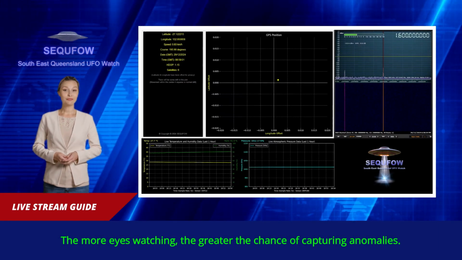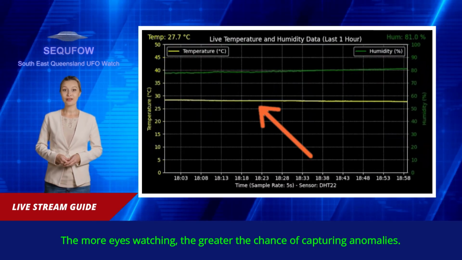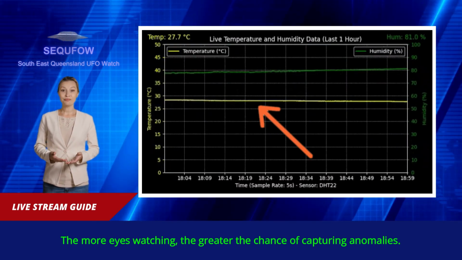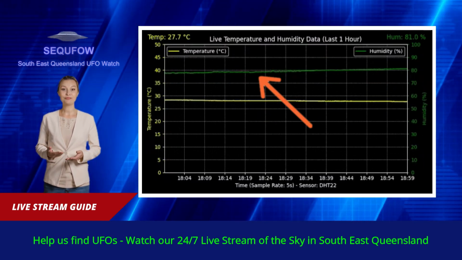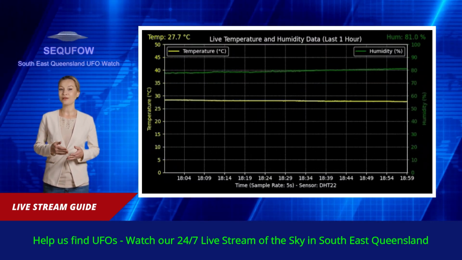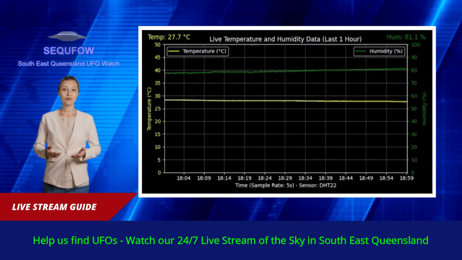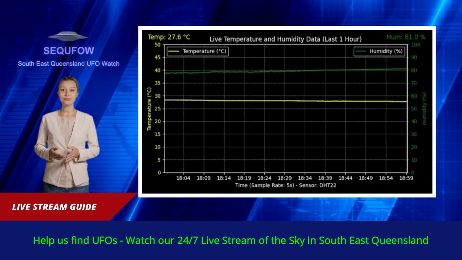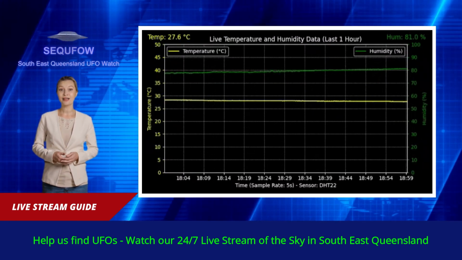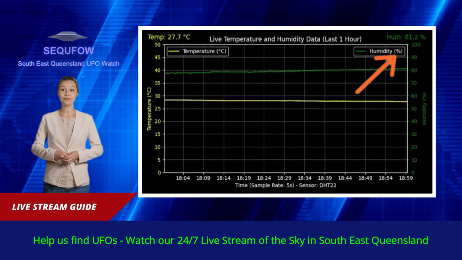Next, we will look at the temperature and humidity sensor. The yellow line is temperature, and green is humidity. These are both plotted over a time period of 1 hour. The sample rate, or the rate at which the sensor is read, is every 5 seconds. The current temperature and humidity are displayed here. And here.